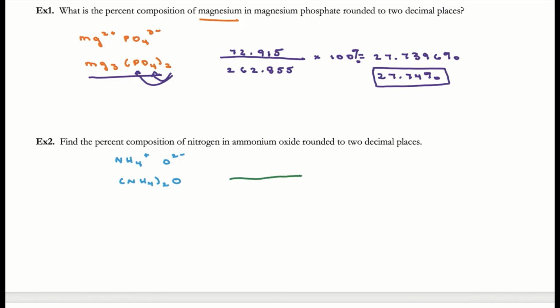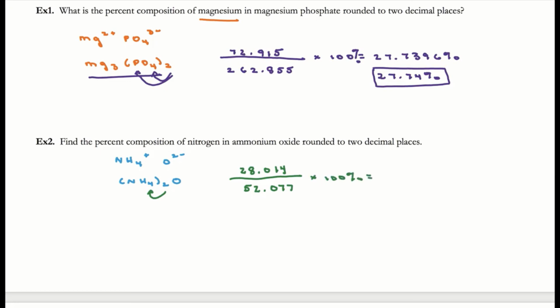I've got 2 nitrogen, so 2 times 14.007, so I get 28.014 for the molar mass of just nitrogen. Then I'm going to add to that the molar mass of hydrogen, which is 1.008 times 8, because I have 8 hydrogens here. And then I'm going to add to that the molar mass of oxygen, which is 15.999. So the total molar mass of ammonium oxide is 52.077. I'm going to multiply this by 100%.